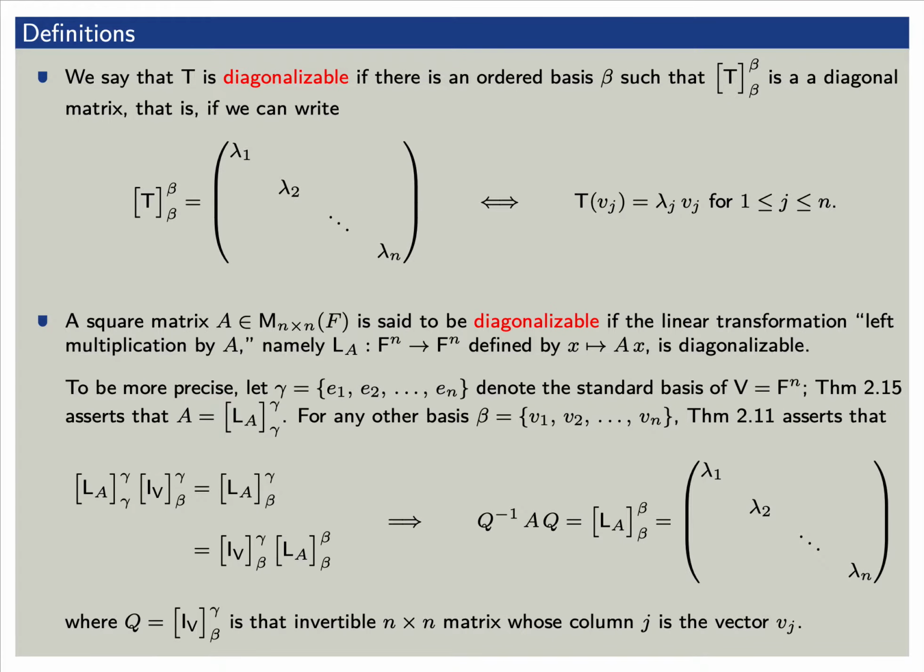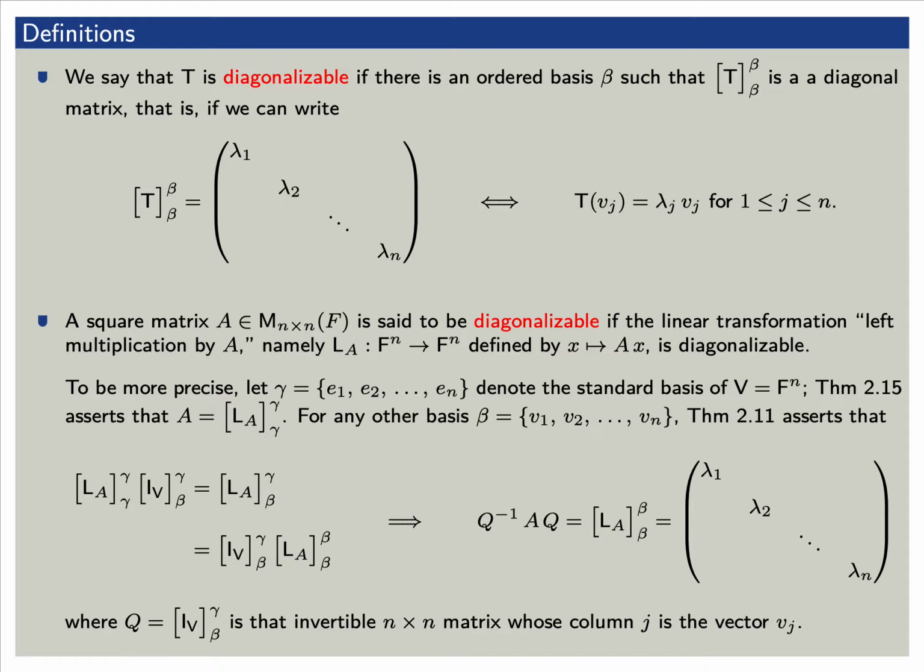We'll say that a square matrix A is diagonalizable if the linear transformation left multiplication by A is diagonalizable. To be more precise, what we mean is as follows. Let's say that gamma is the standard basis for the n-dimensional vector space F to the n. Then we know that the matrix representation of the left multiplication by A transformation with respect to the basis gamma is just our n by n matrix A.